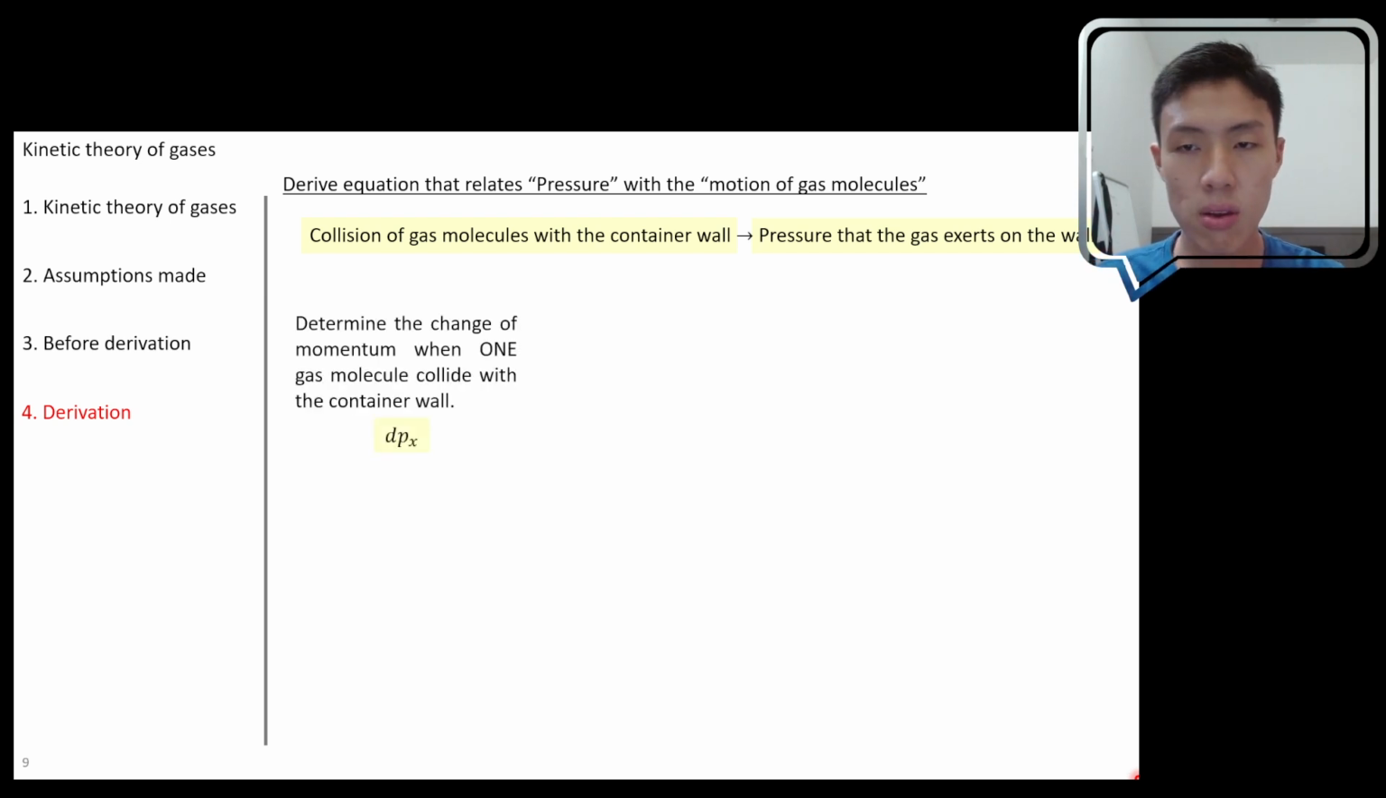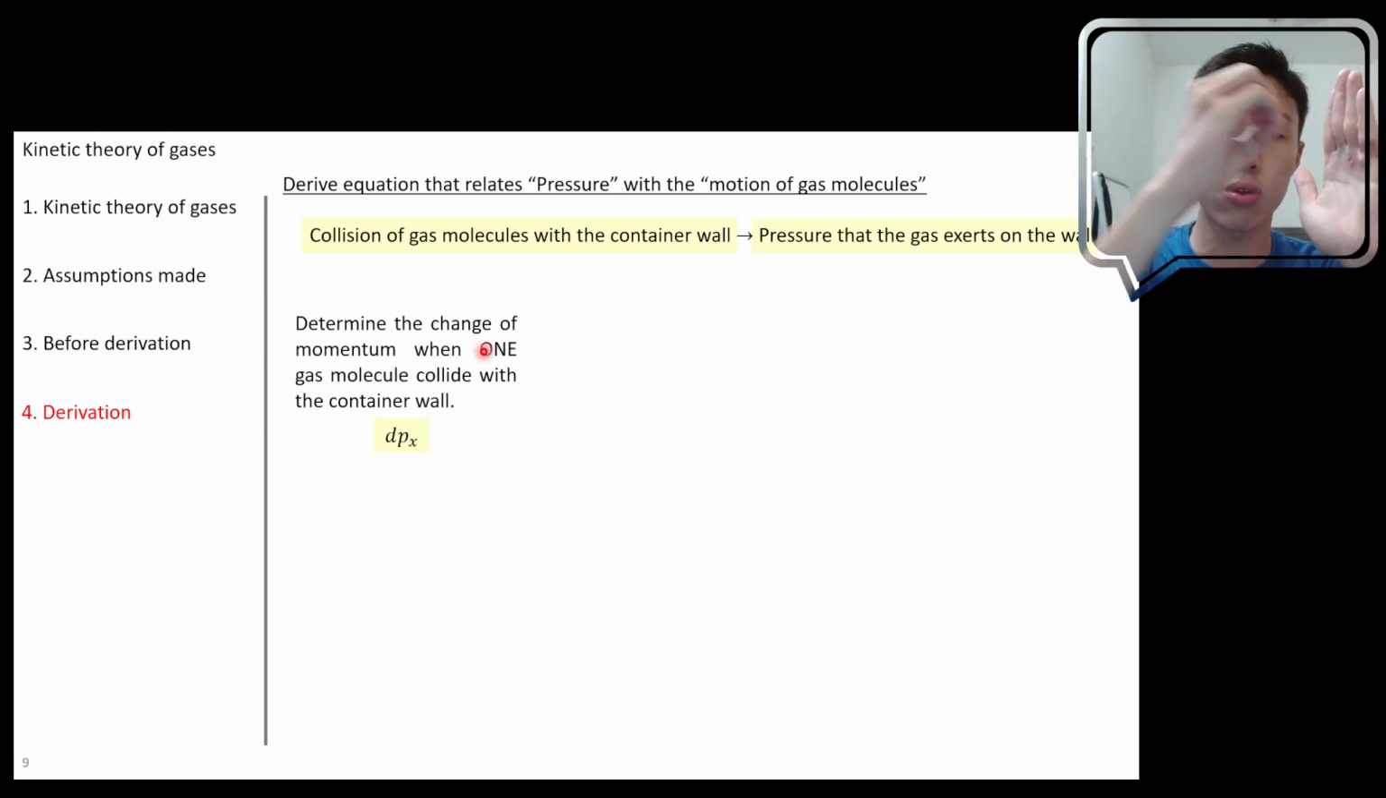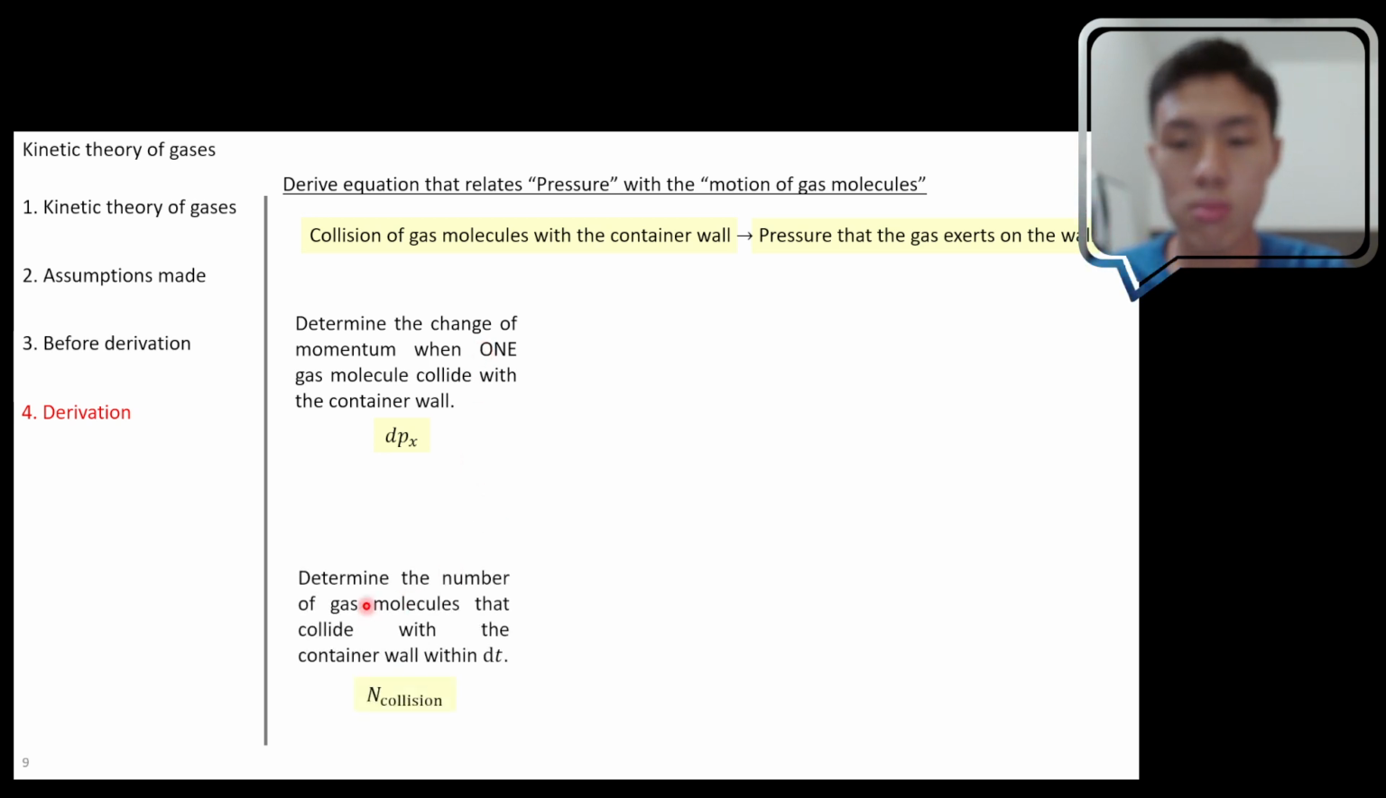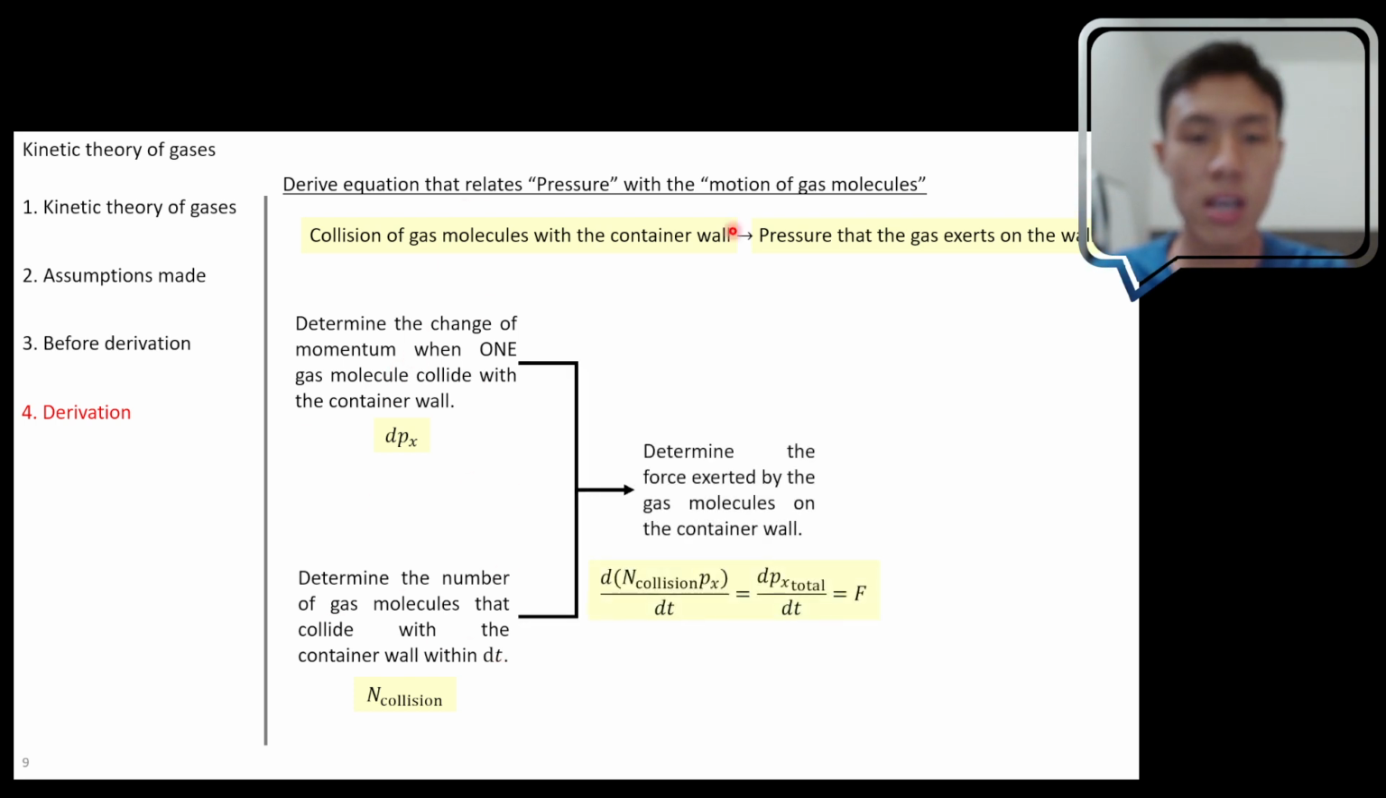So to derive the equation between pressure and motion of gas molecules, we are going to determine the change of momentum when one gas molecule collides with the wall. If one gas molecule approaches the wall and reflects back in the opposite direction, how much change of momentum does the wall experience? Then from there, we are also going to determine the number of gas molecules that collide with the container wall within this short duration of time, which is dt. Once we can determine both of these, we can determine the force exerted by the gas molecules on the container wall.